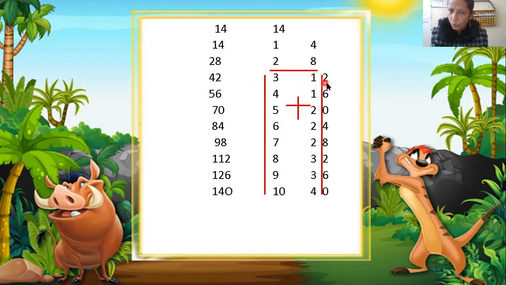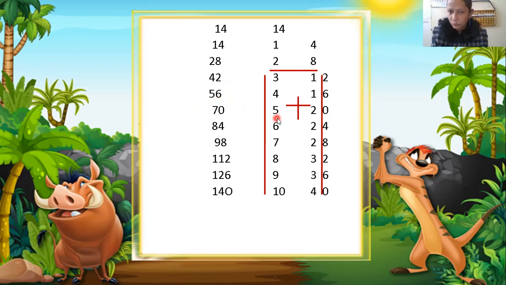Now see, outside the line this is 2, so I have written 2 here as it is. Next you see 4. 4 plus 1 is 5, so 5 I have written here, and along with it this is 6, so 6 here I have written as it is.